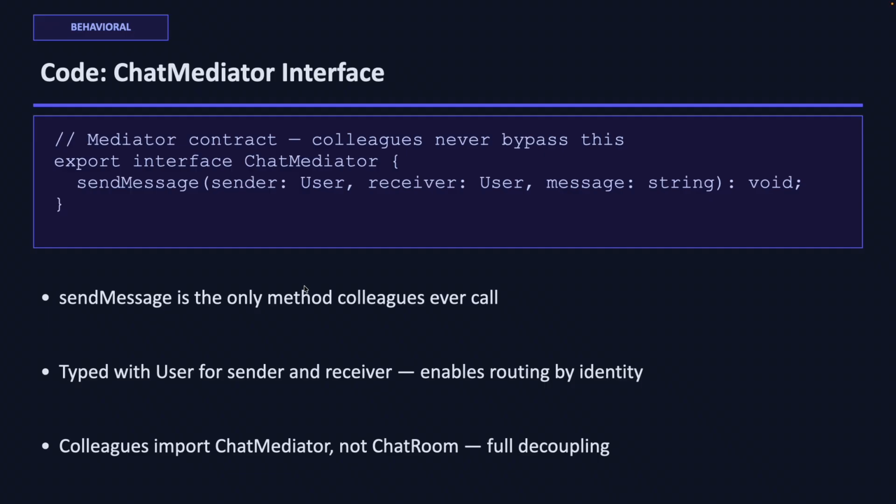So here's the chat mediator interface. We just have that one method, send message. It takes the sender, the receiver, and the message string. This interface is the boundary between the colleagues and the mediator. Colleagues only depend on this interface. They don't depend on the chat room. That means that you could swap in different mediator implementations, one that filters profanity, one that logs to an audit trail, one that routes based on permissions, without touching the user component at all. So there's one interface, one method, but we can have multiple ways to implement it, depending on what we're looking for.